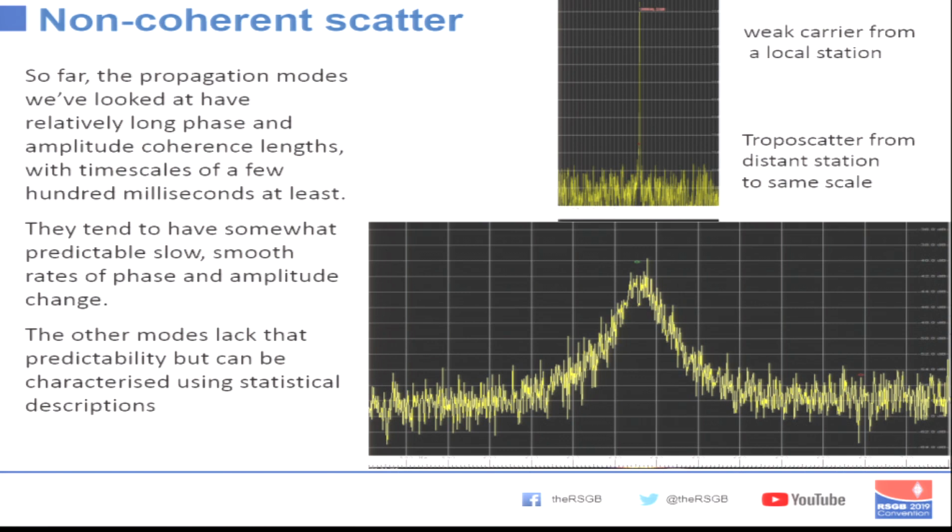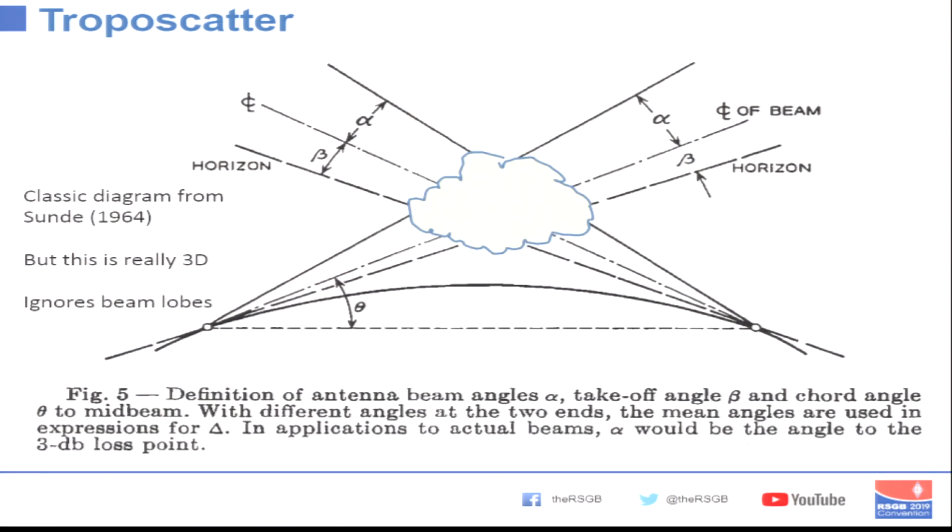The point about this is that that is just not predictable. I can predict on that there what the phase is going to be and what the amplitude is going to be in a few seconds' time. On this, I couldn't tell you within a millisecond. So troposcatter works by, well, everybody knows how troposcatter works. 1964, Sunday did a smashing paper.